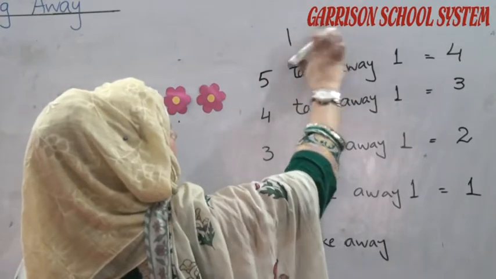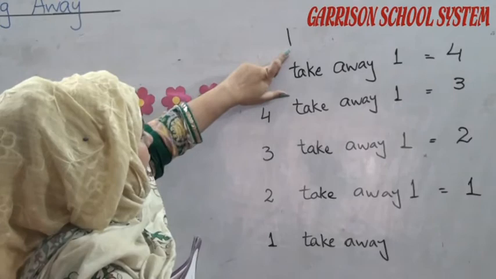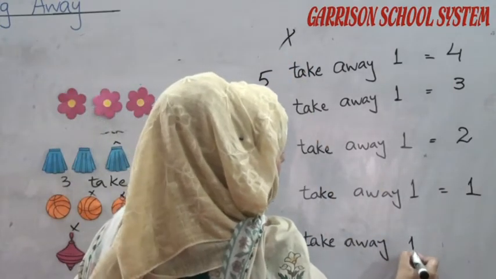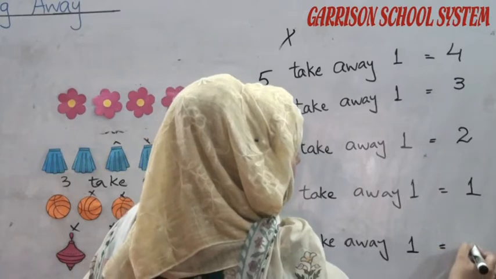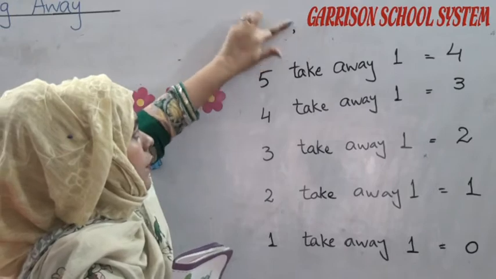We have 1. We take away 1. We have taken away 1, so we will be left with 0. So if we cross the 1, what will be left with us?